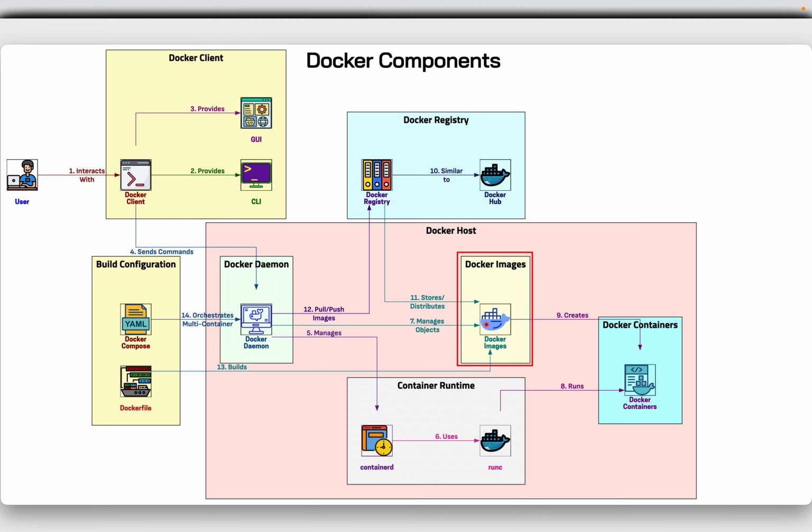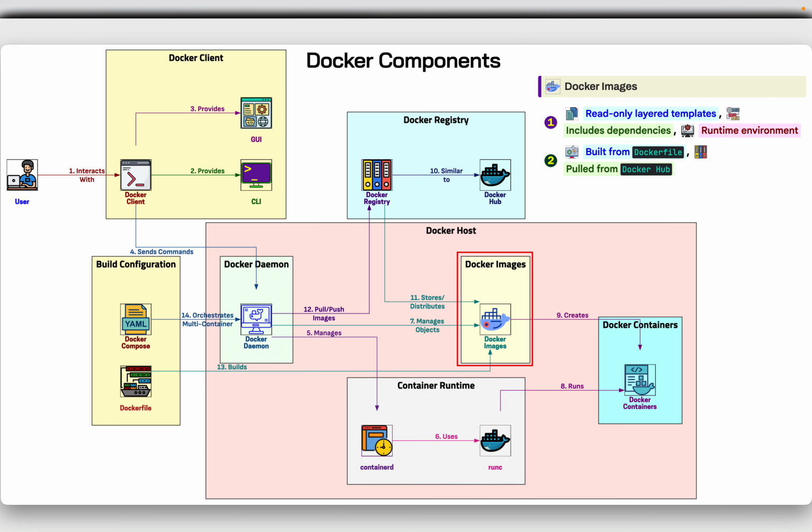Then comes Docker images. Docker images are read-only layered templates with the application, dependencies, and runtime environment for creating containers. So if you see a Docker image, it will basically be a single file, but it is constructed layer by layer. I'll show you that when I discuss the Docker file. Images can be built from a Docker file or pulled from a public or private repository like Docker Hub.